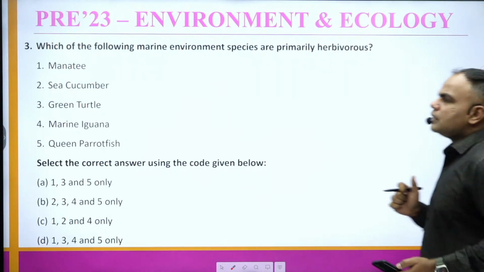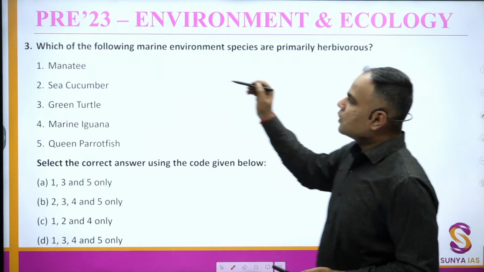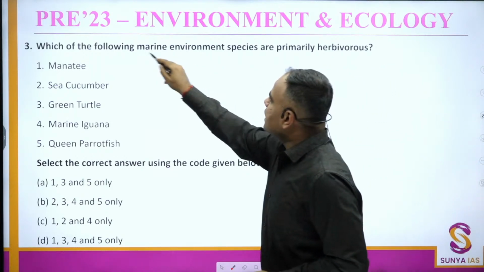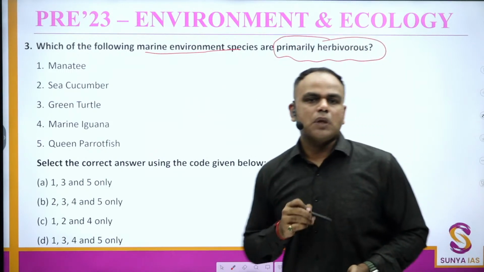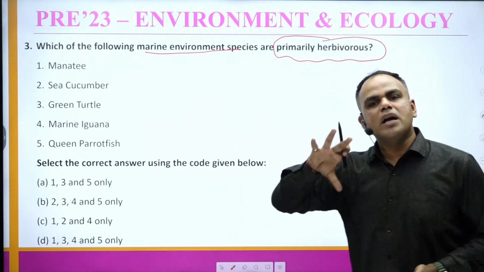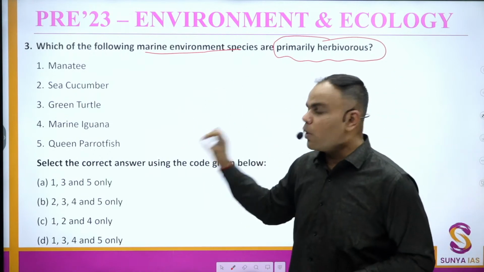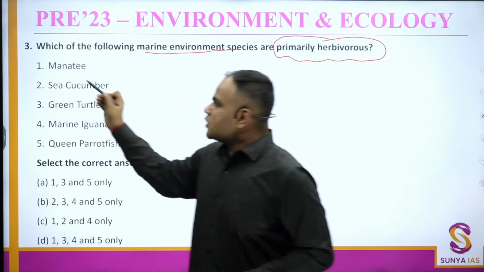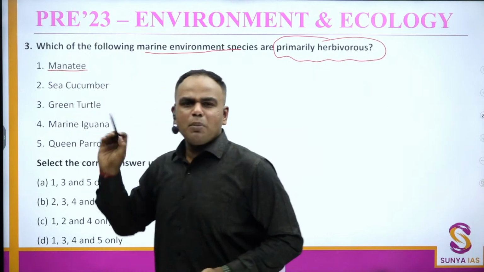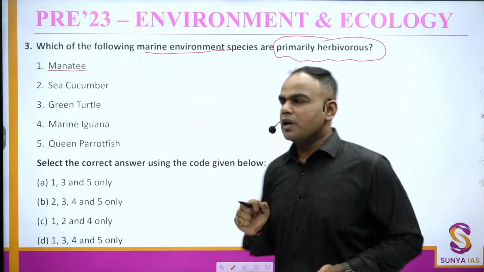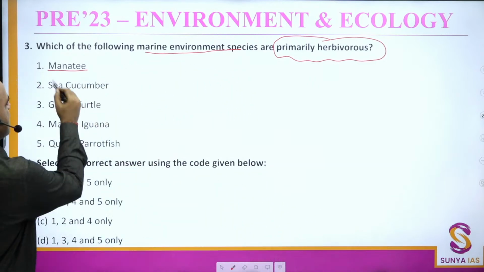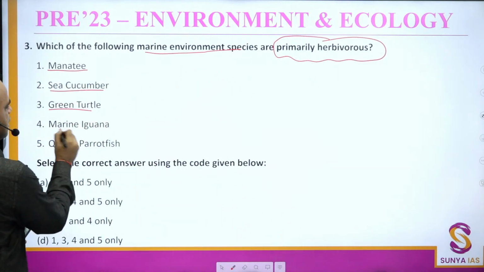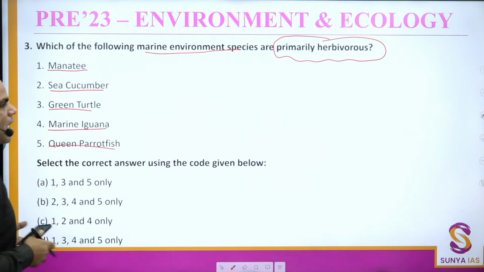Now, we go to question number 3. Which of the following marine environment species are primarily herbivorous? A similar question had already been asked by UPSC. I'll also tell you how. Maybe some of you are aware of these things. Manatee. How many of you actually know what is manatee? If I show you the image, you'll definitely be able to say what is manatee. The options are manatee, sea cucumber, green turtles, marine iguana, and queen parrotfish.